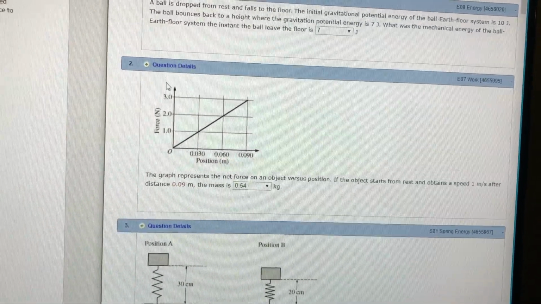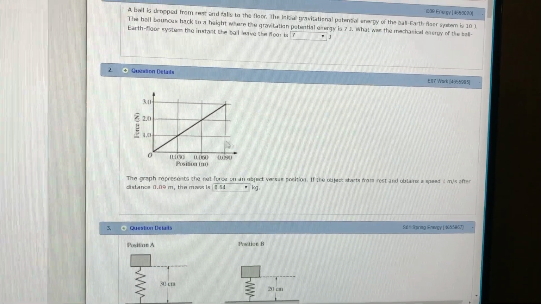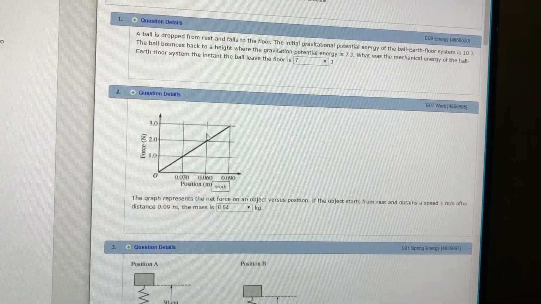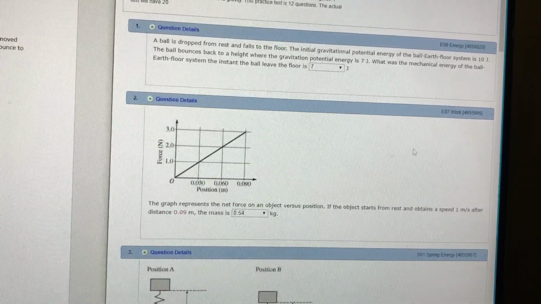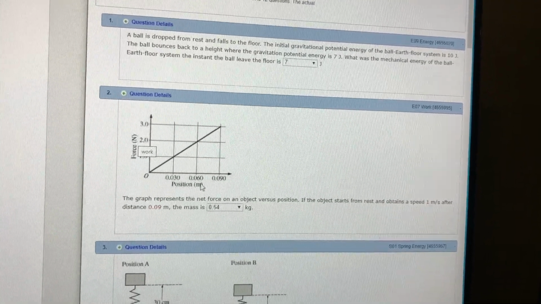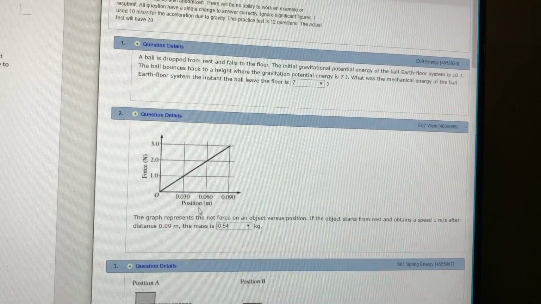Number 2, we have a graph here, a force versus position graph. So whenever we see a graph, we should think of 3 things. Just reading the values. What is the slope? Does it have any significance? Area under the curve, does it have any significance? So in this case, it's force versus position.